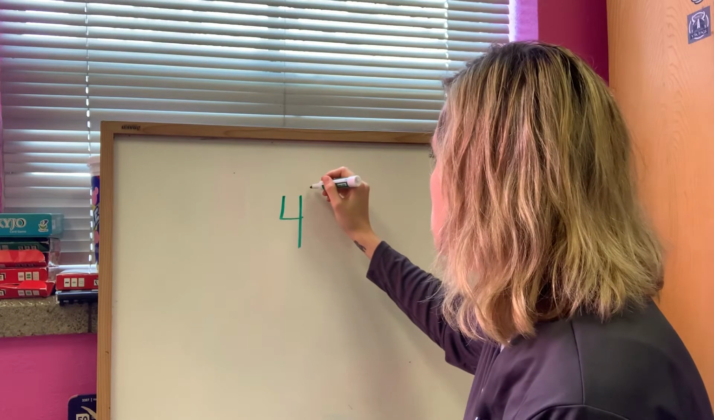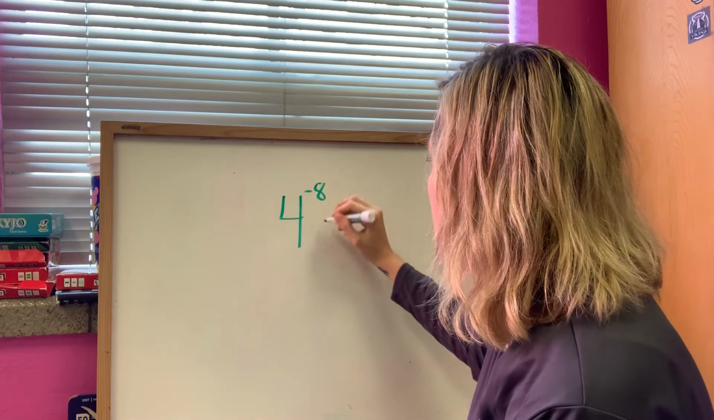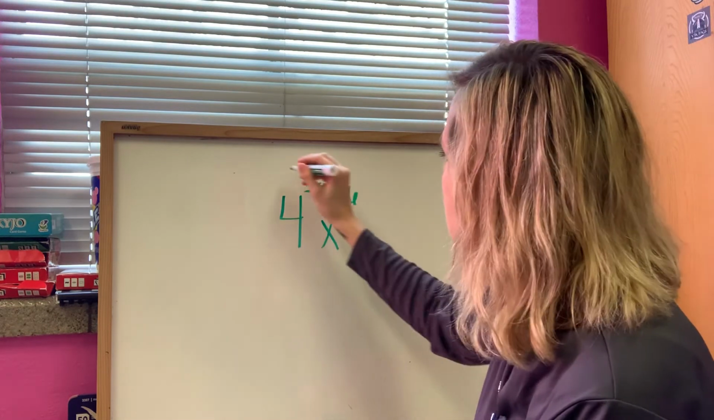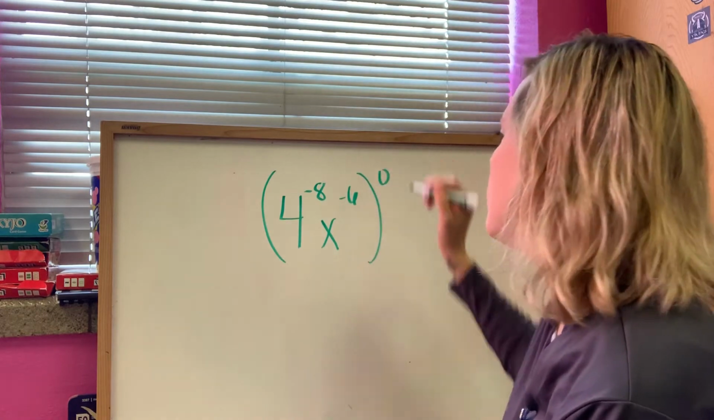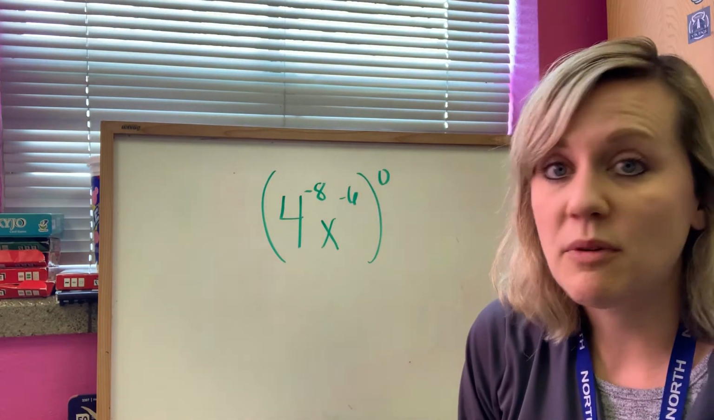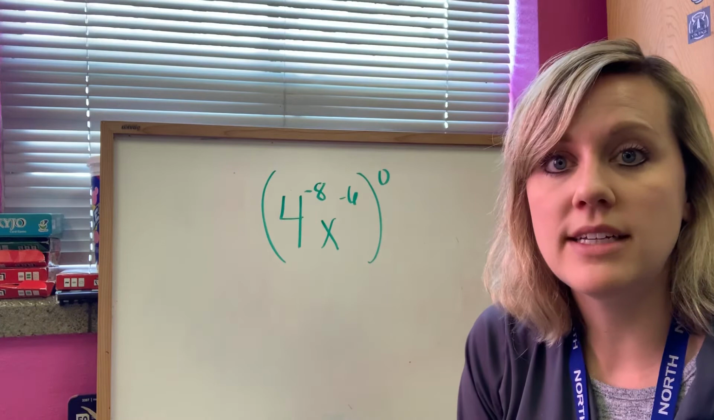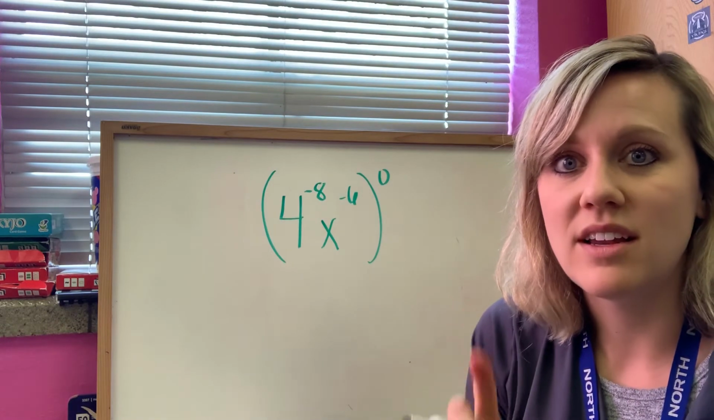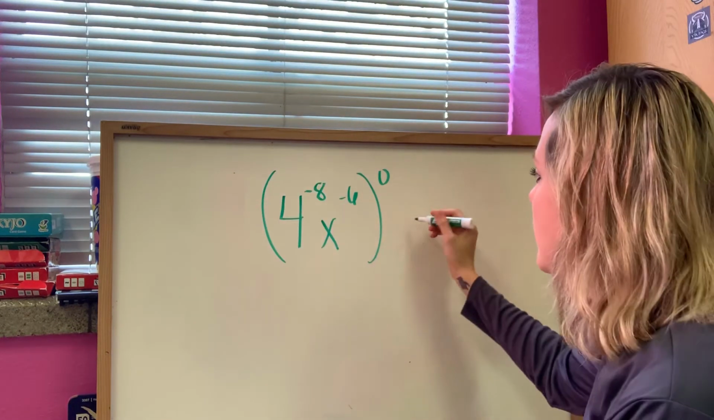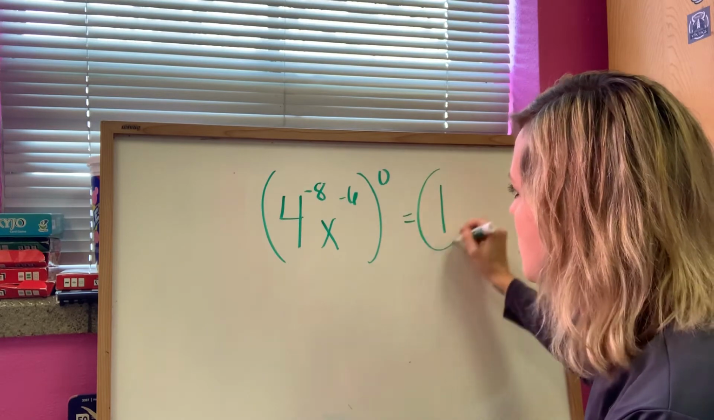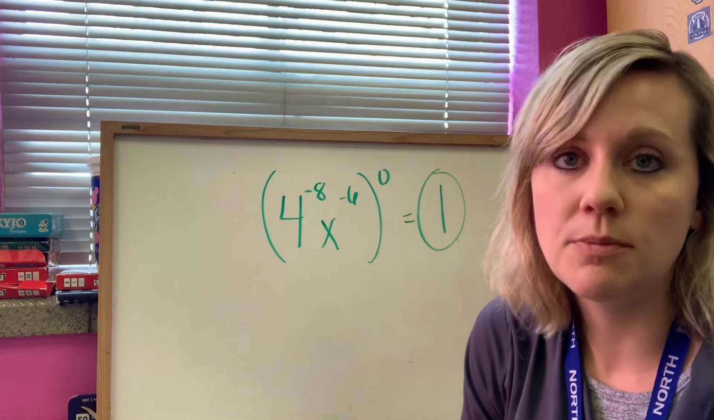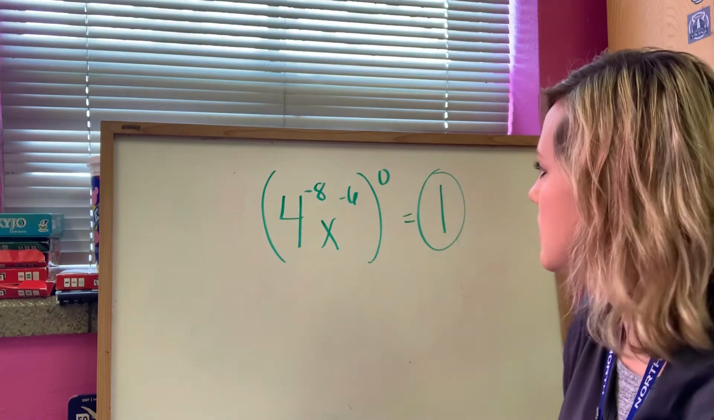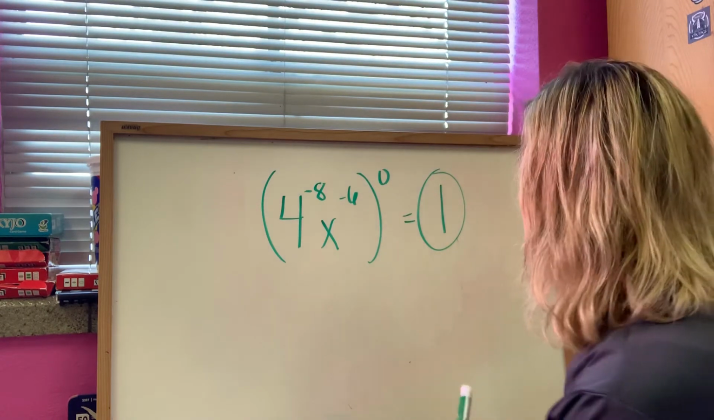4 to the negative 8th, x to the negative 6th, all to the 0 power. Okay, do you remember what anything to the 0 power is? It's 1. So the answer to all this is just 1. Anything to the 0 power is 1. You don't even need to do anything.